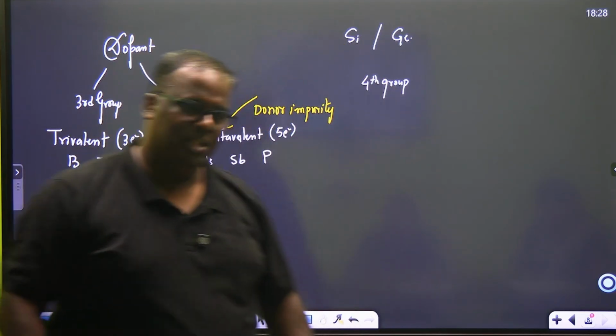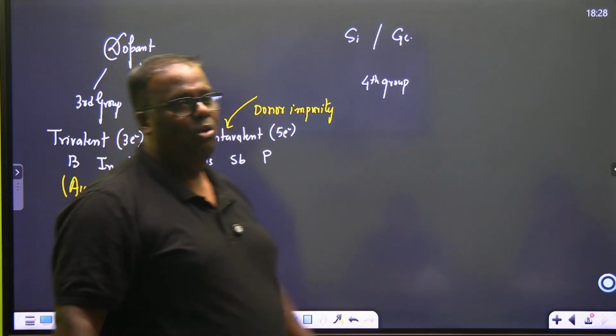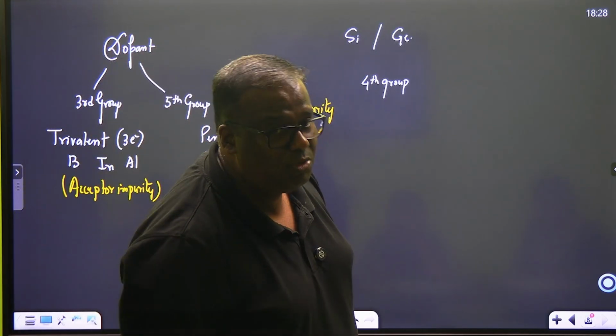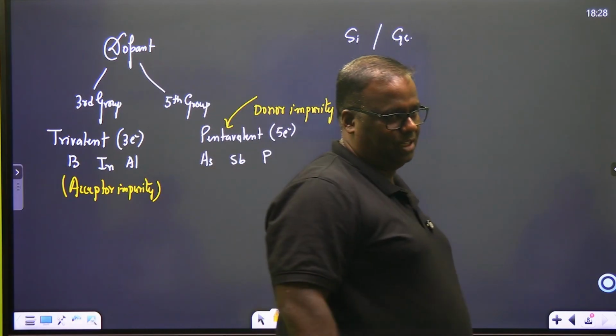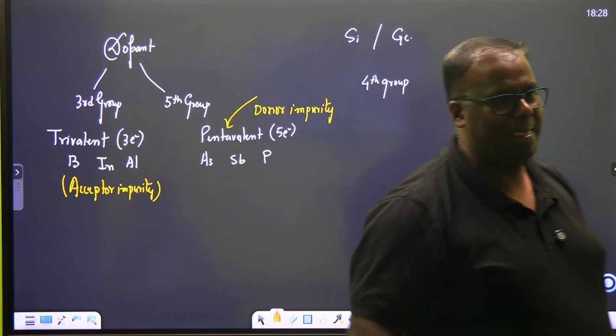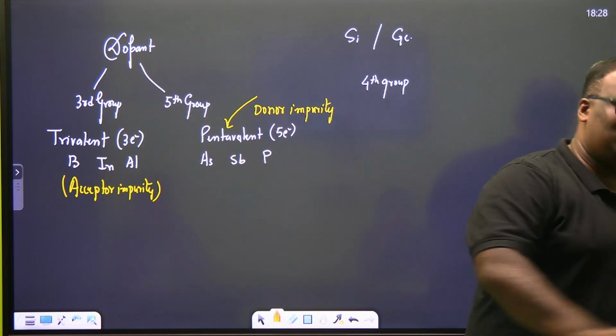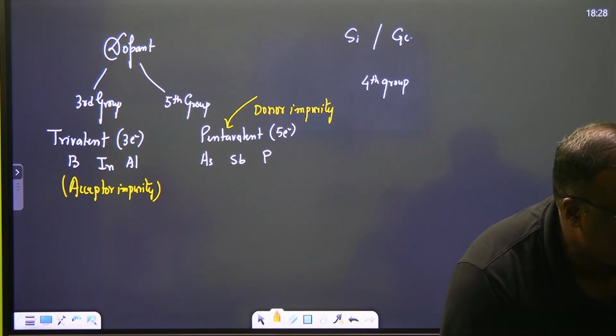ठीक है? So next class we will see what happens in an N-type. Your next question that comes is distinguish between N and P-type semiconductors. First question was distinguish between intrinsic and extrinsic. So intrinsic bye-bye. Now we will go for only extrinsic.